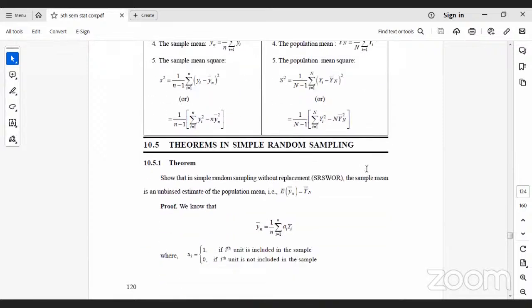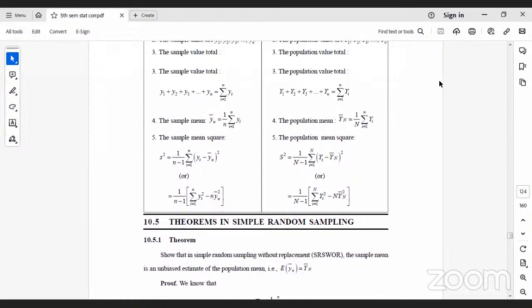Okay, theorem. Simple random sampling, very most important. They will ask this question 101%. Show that in simple random sampling without replacement, the sample mean is an unbiased estimate of the population mean, E of y bar n is equal to Y bar N. Then the sample mean is equal to the population mean.